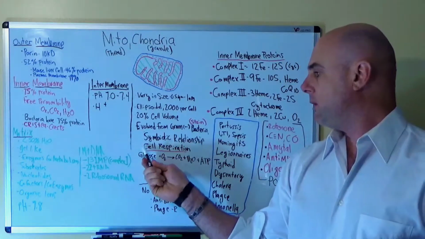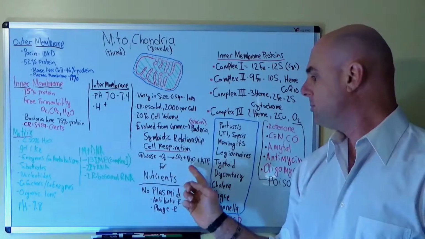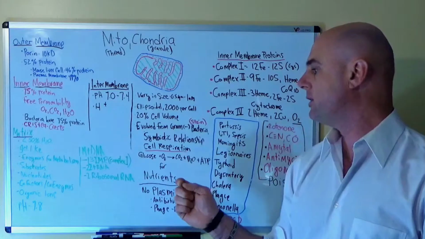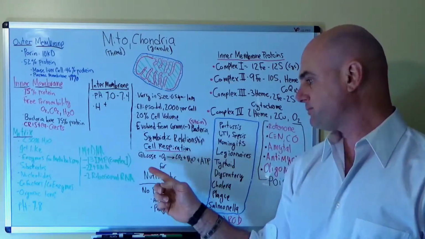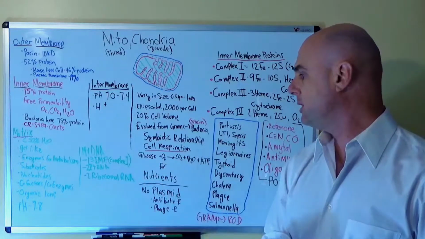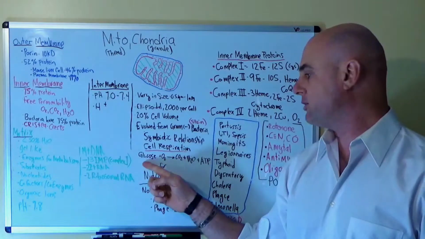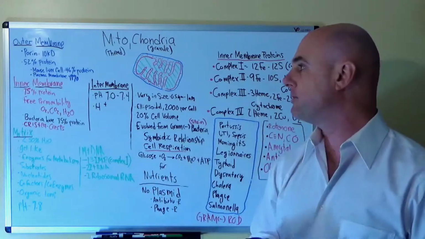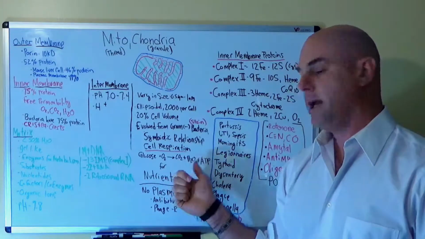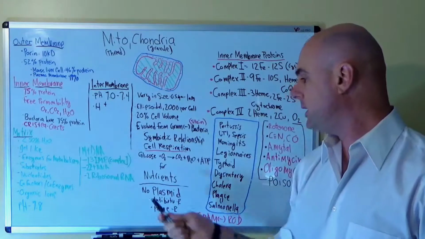So in this symbiotic relationship, the mitochondria produce ATP, water, and carbon dioxide as byproducts from cell respiration, and they use glucose and oxygen to do that. So these are some of the substrate starting materials that we have to provide for the mitochondria to give us ATP as an energy source. So that's symbiotic in that regard.